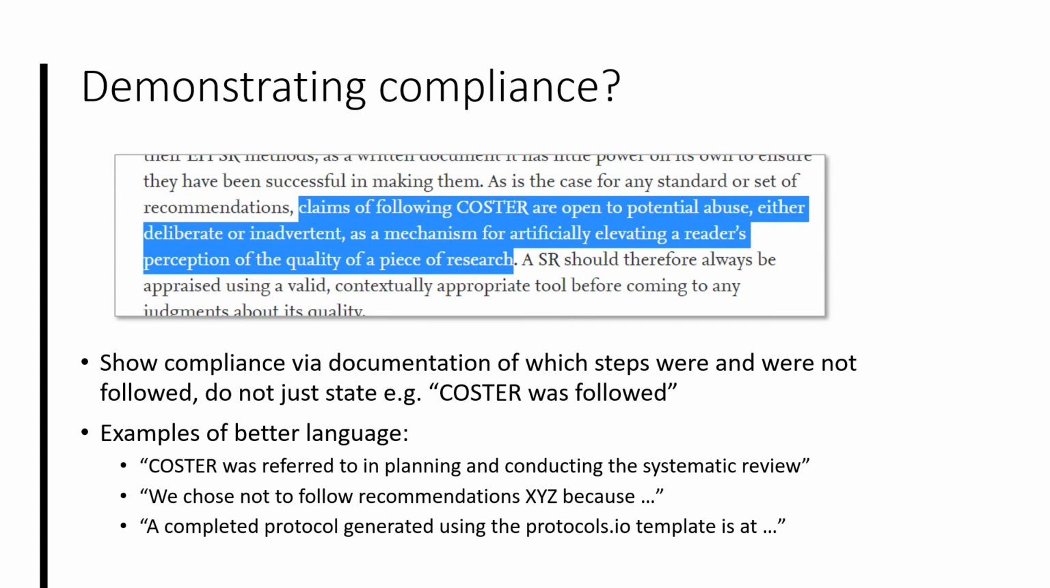Obviously, this is a process which is open to potential abuse, either deliberate or inadvertent, as it's a mechanism for artificially elevating a reader's perception of the quality of a piece of research, right? So we don't want COSTER to be used in that way, obviously. What we would rather is that people show compliance with COSTER via documentation of which steps were and were not followed, right? Rather than just blandly stating that COSTER was followed in the conduct of the systematic review.